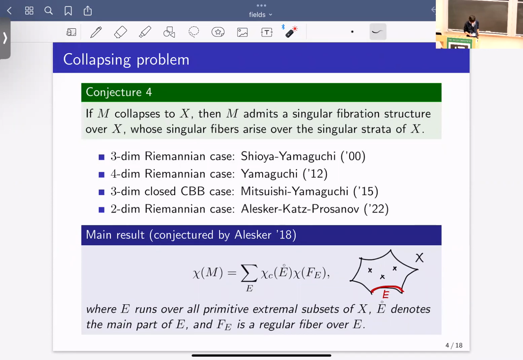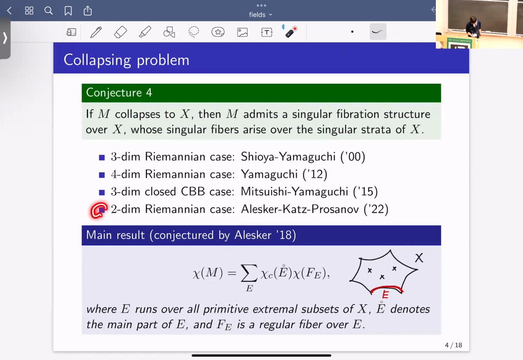This formula was conjectured by Semyon Alesker in 2018 as joint work with Anton Petrunin. And the two-dimensional Riemannian case of this formula was recently verified by Alesker, Katz, and Prozorov. This formula basically says that the Euler characteristic of M is given by those of the strata of X and those of the fibers over them. I'm going to explain the meaning of each notion appearing here and how to prove this formula.